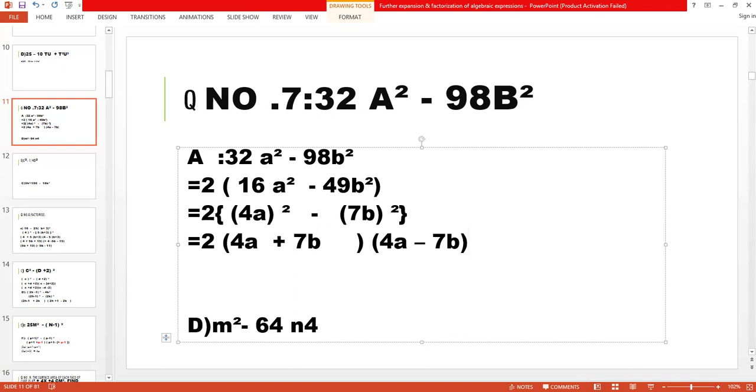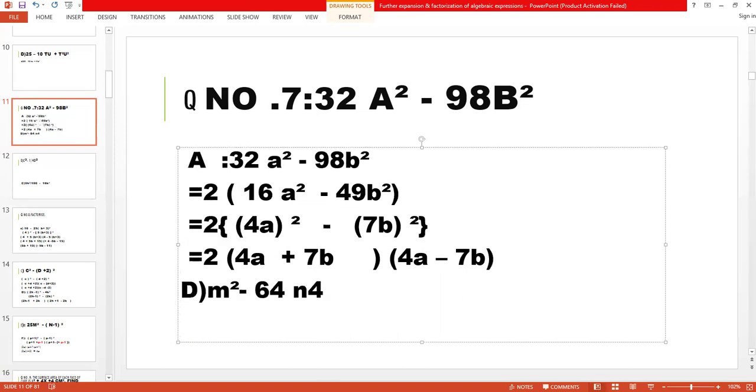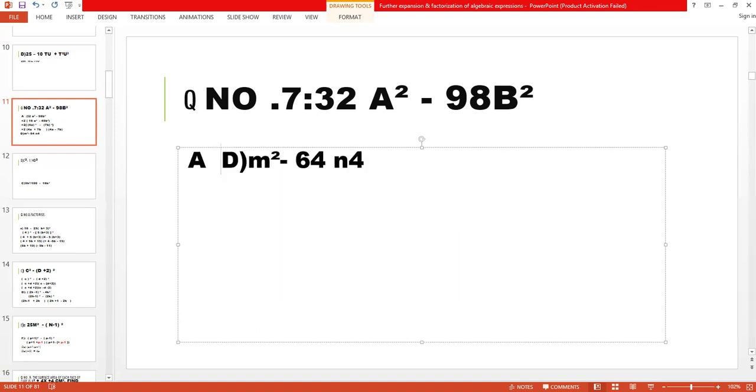That is question number 7, part A. I think it is very much easier. First you have to take common, and then you have to solve it. Now we come to part D. First of all, we have to do part D, and after that we have to do parts B and C. Okay. I have to remove this A. Now we come to part D, that is m square minus 64 and 4. Again, we have to take the square. First of all, we have to take the square.